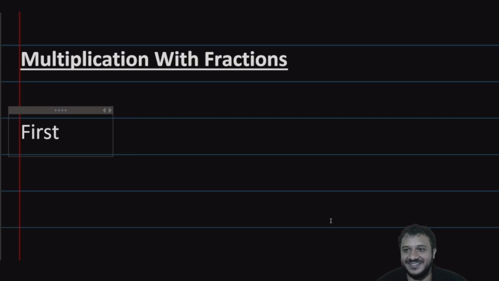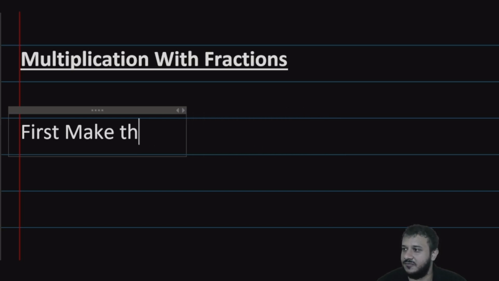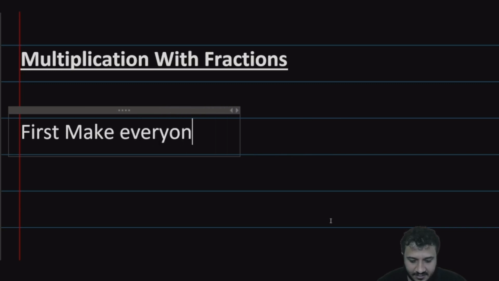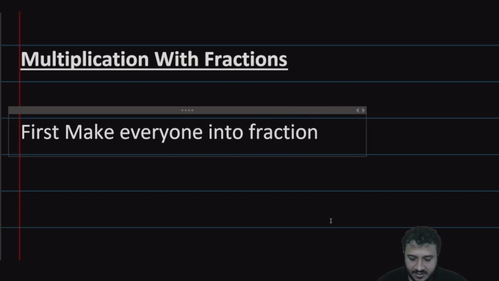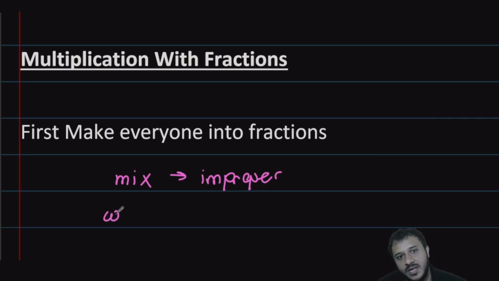First, make everyone into fractions. What do I mean by that? If there is a mixed number, make it into an improper fraction. If there is a whole number, make it into the whole value over 1.